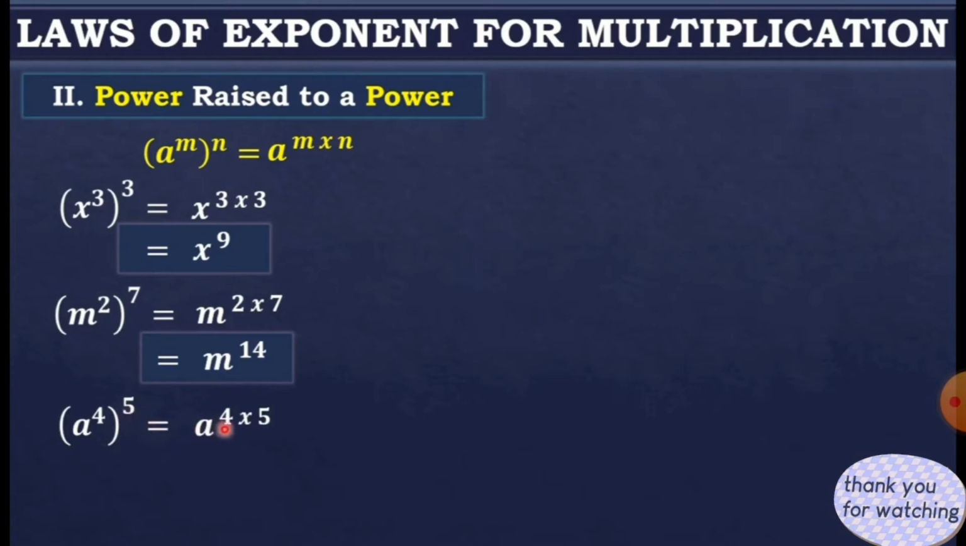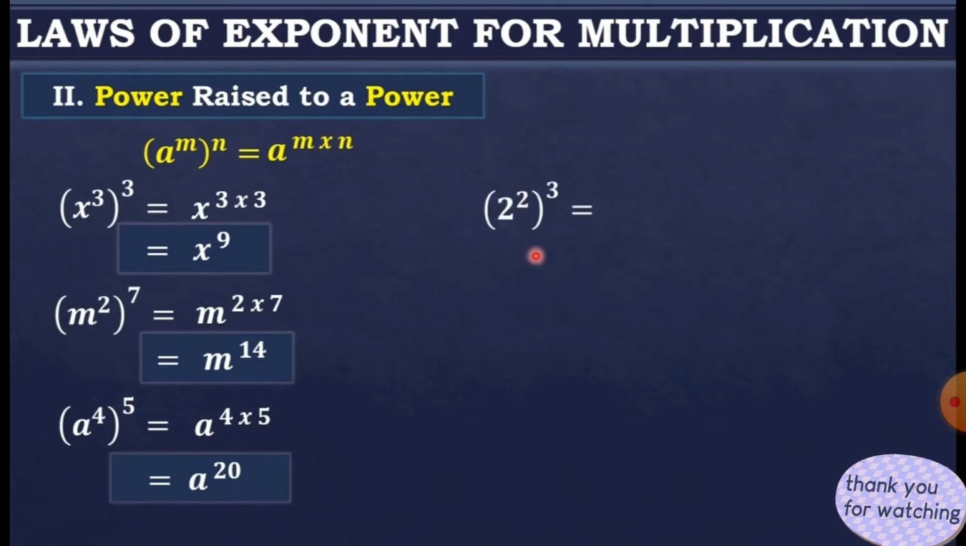Next, this one, multiply the exponent, 4 times 5. So, a raised to the power of 20. See? Just simply multiply.